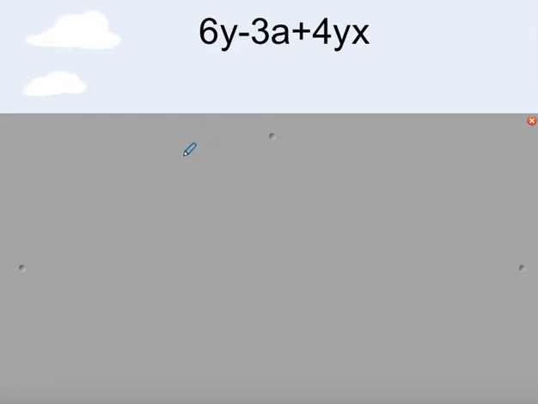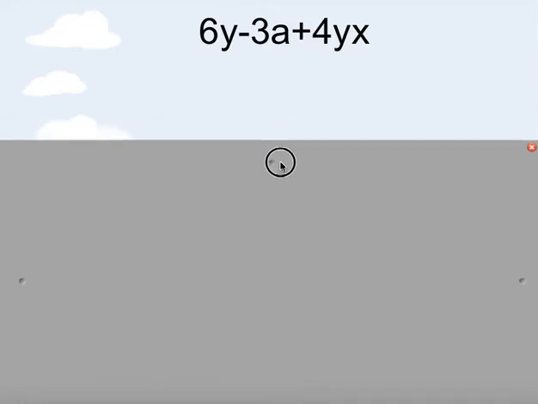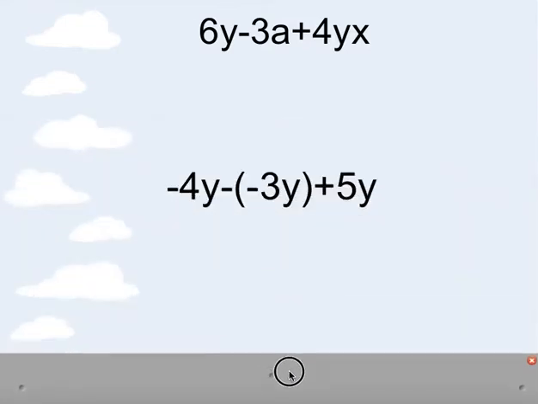6y minus 3a plus 4yx. Well, when we look at each of these, here we have just one y, here we have an a, here we have a y times an x. Are any of these like terms? And you should think to yourself, no, because we have all different things in each of these terms. But maybe this one could have some like terms.